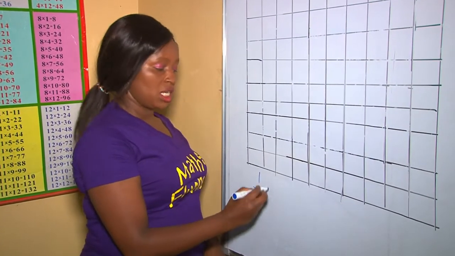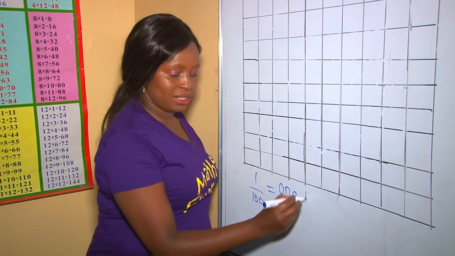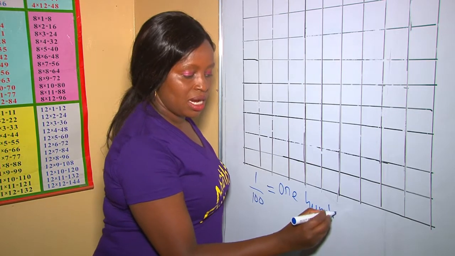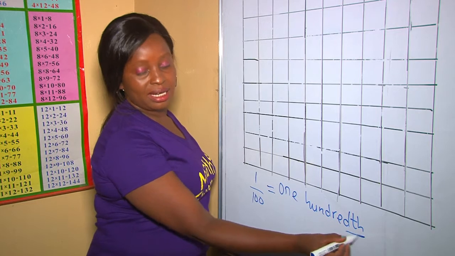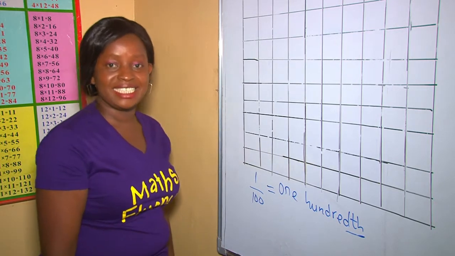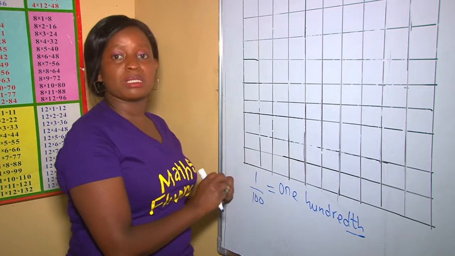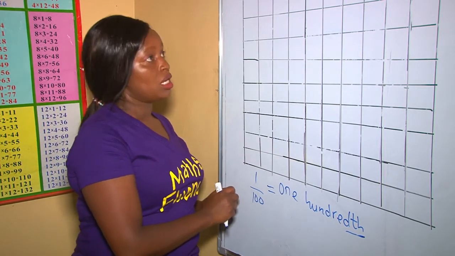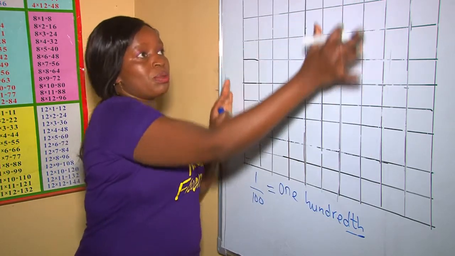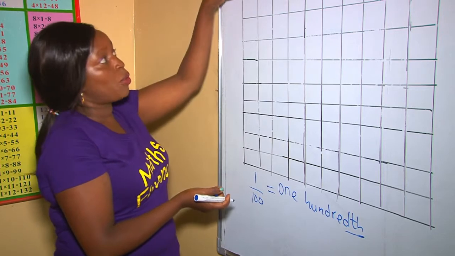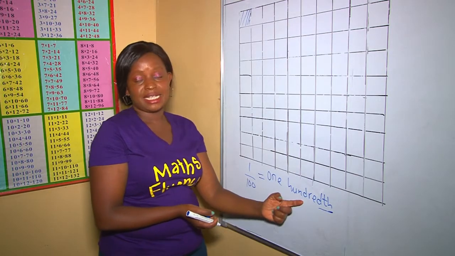This fraction, written in words, is one hundredth. As you can see, the spelling here is different from 100 to hundredth. Meaning it is a very small portion. You can imagine if this was a cake, and out of all this big cake, you are only getting this portion. Whatever you are getting is what we call a hundredth.